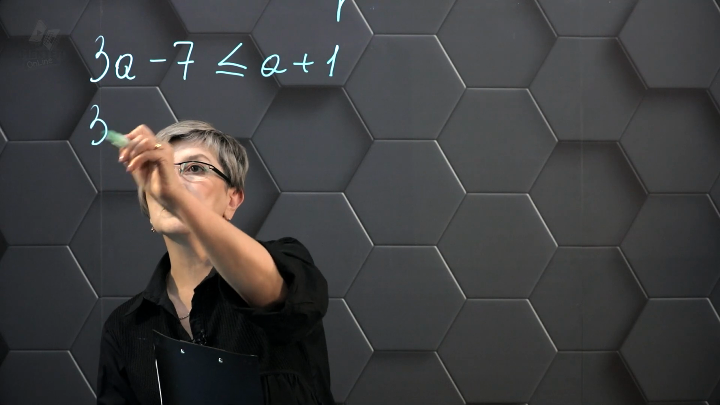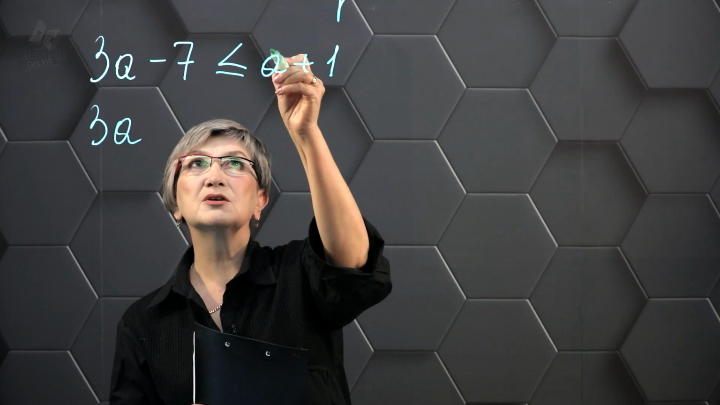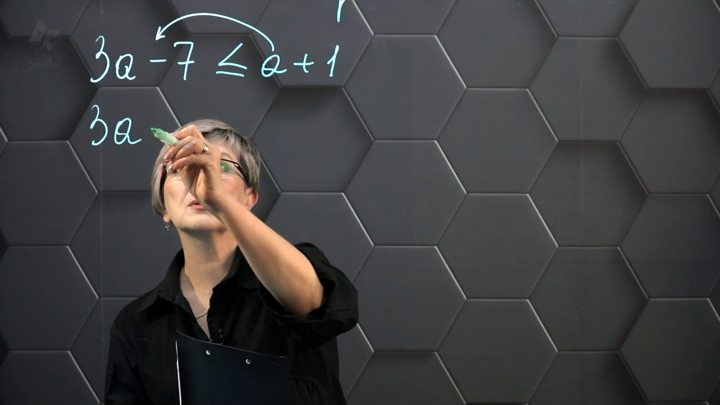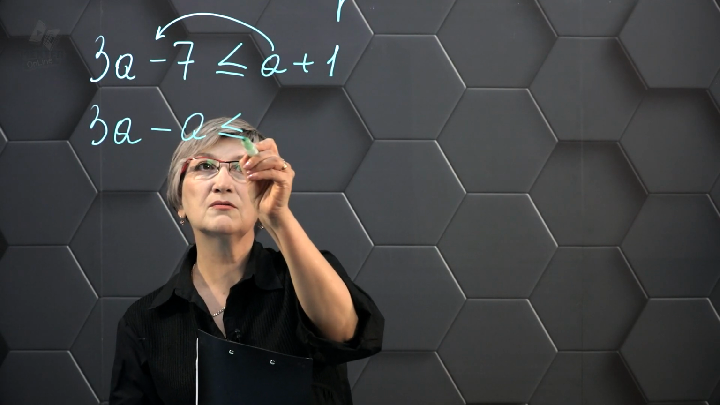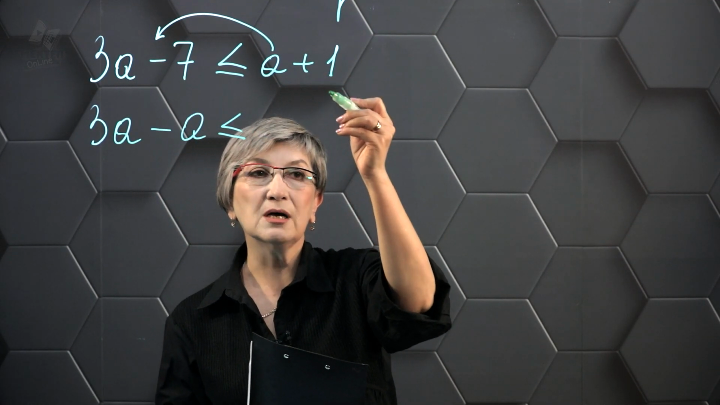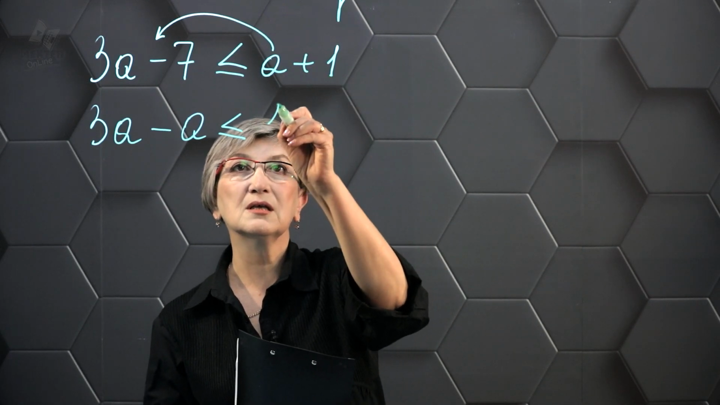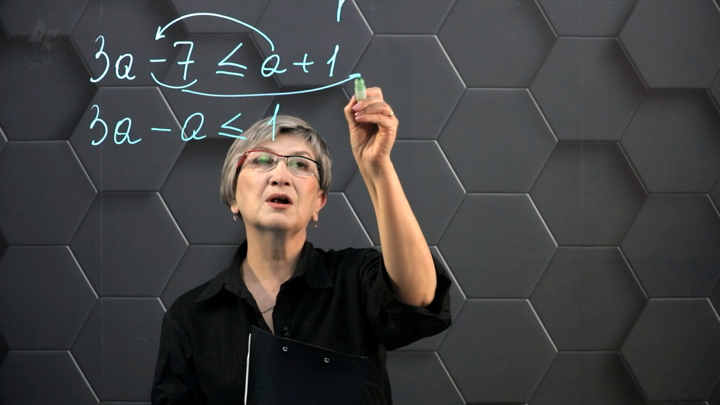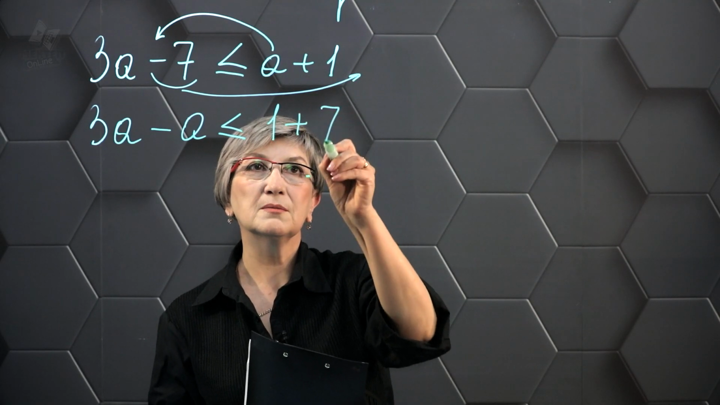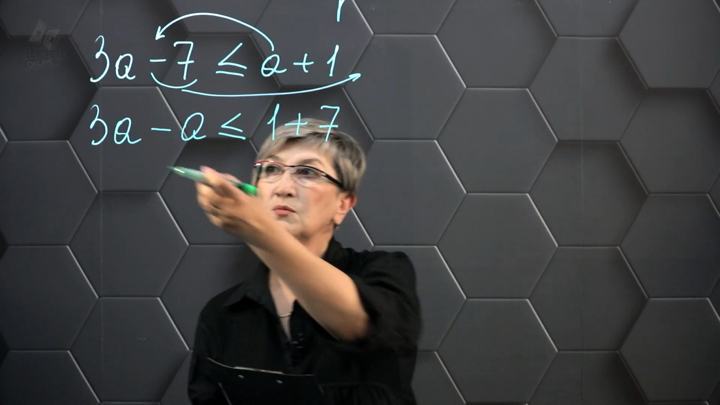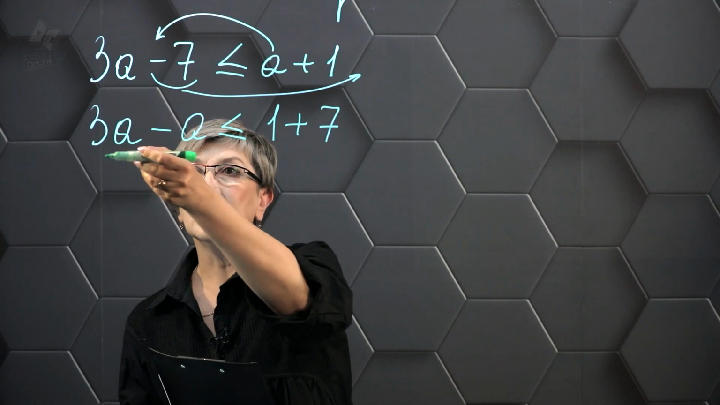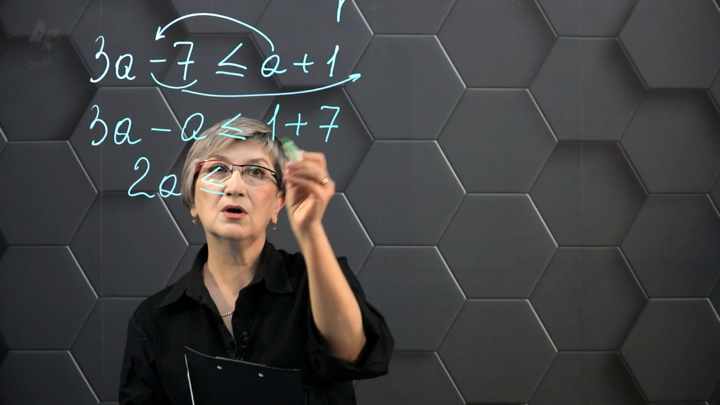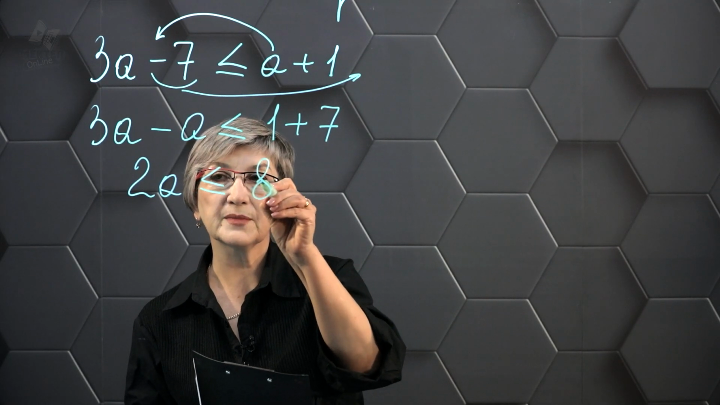Let's write down 3a, and from the right side a goes to the left side with a minus sign, minus a, less than or equal to. We start with the number written on the right side. That's 1, and now plus 7. So the result is that we can count 3a minus a, that's 2a, less than or equal to 1 plus 7, that's 8.